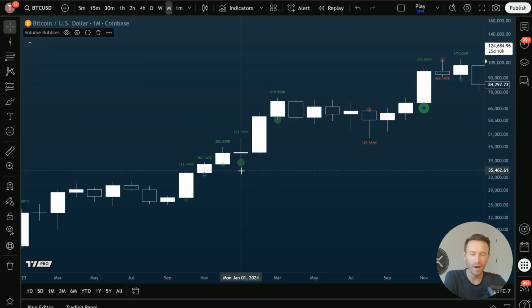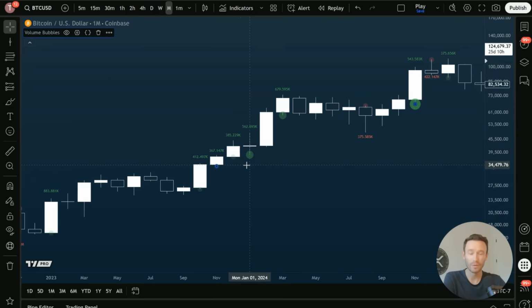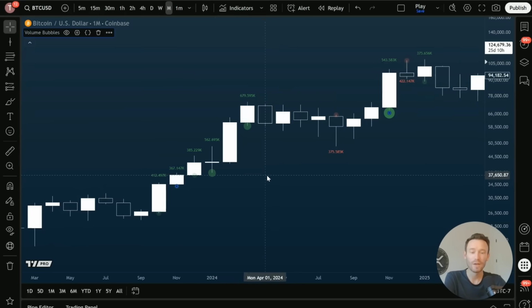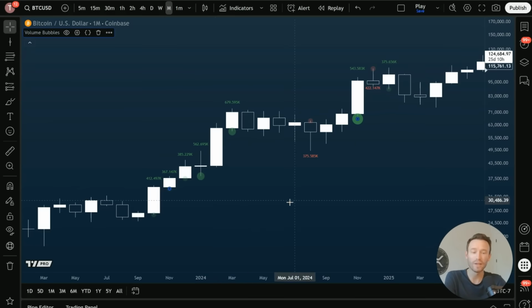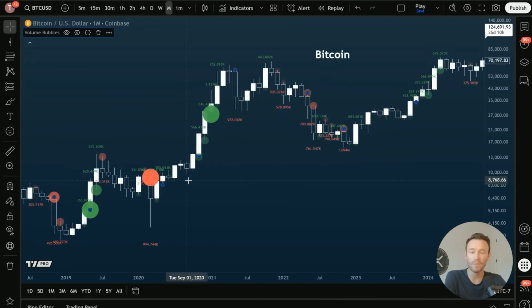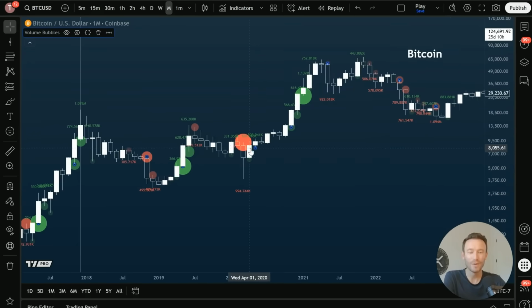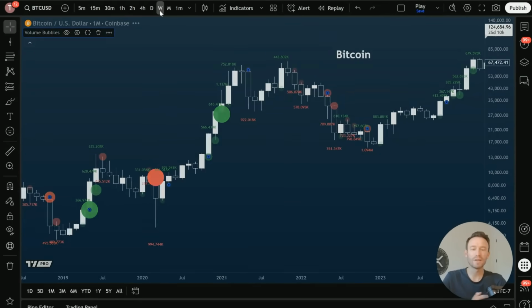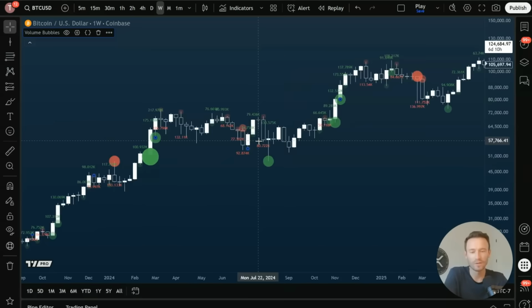562,000 Bitcoin were bought on a single small candle. That is continuation. And there's not a single red bubble in sight. A red bubble shows up like that. Those are red bubbles right there. Okay, let me bring this down to the weekly because this will make a little bit more sense. Let's take a look at this.